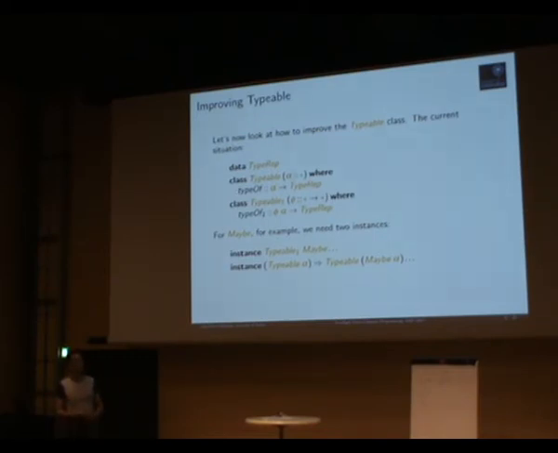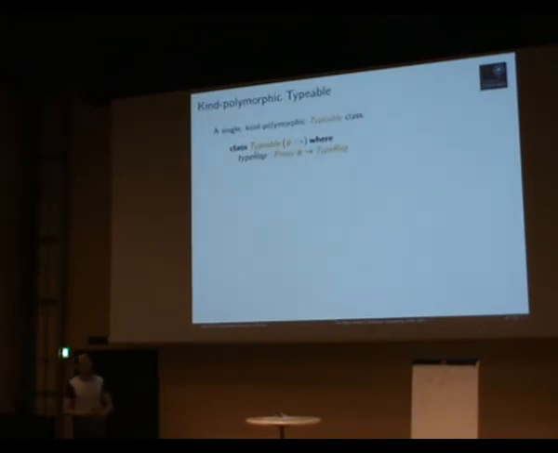So for types of higher kinds, like Maybe, you need 2 instances, one for Typeable1, and the other one for Typeable that depends on the Typeable for the parameter as well. With kind polymorphism, we can define a single kind polymorphic Typeable class. So here you take some type whose kind is not necessarily star. It's some kind of kappa.